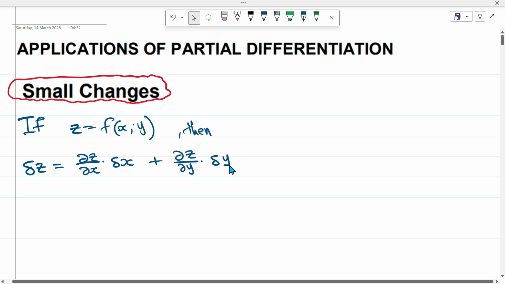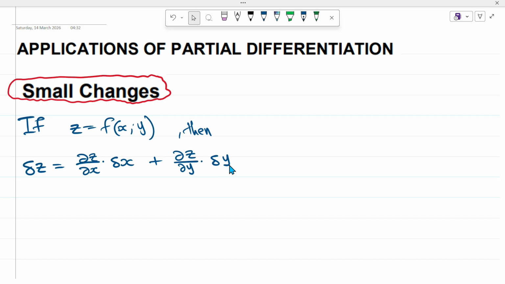y. So how are we going to know that we are calculating small changes when we're given our question? The question will just tell you calculate approximate change. I'm quite sure they have to tell you to calculate approximate change. So that's how you're going to know that you are calculating small change.